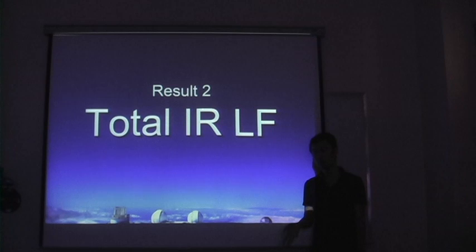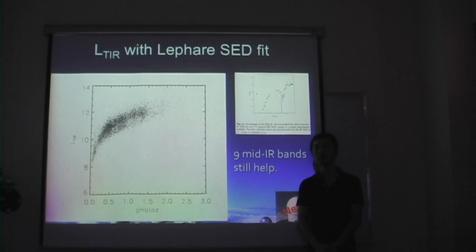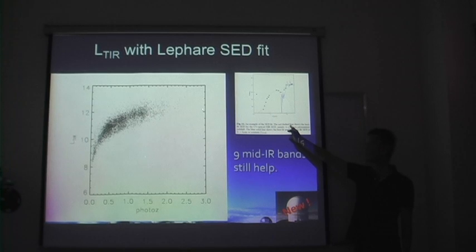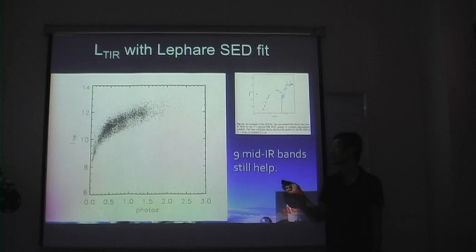And I'll show you one more result, on the total infrared luminosity function. To estimate the total infrared luminosity function, even with 9 bands, we still need to do an SED fit. This is an example of an SED fit, and you see AKARI's 9 data points here, and then you fit SED models. However, in the case of Spitzer, you only have 4 data points around here. So even though we have to do an SED fit, 9 mid-infrared bands still help to do a good SED fit.